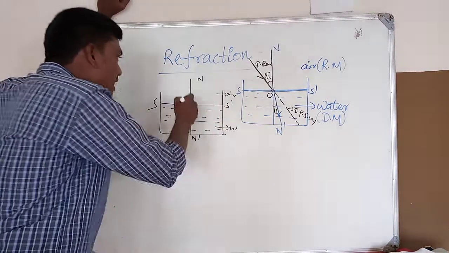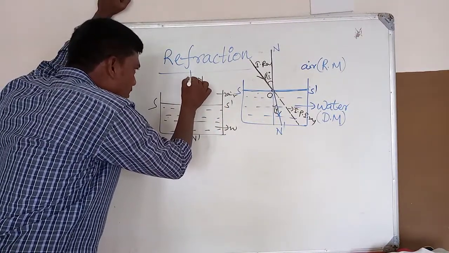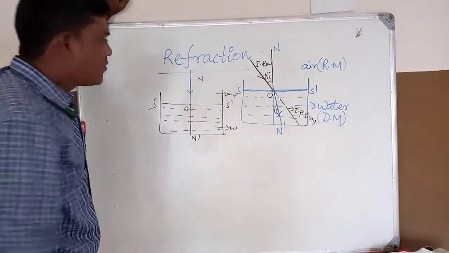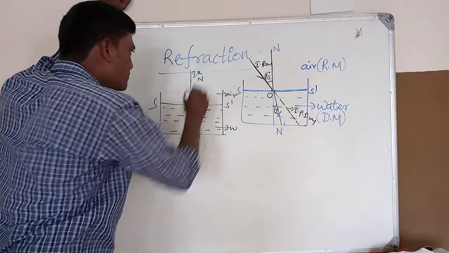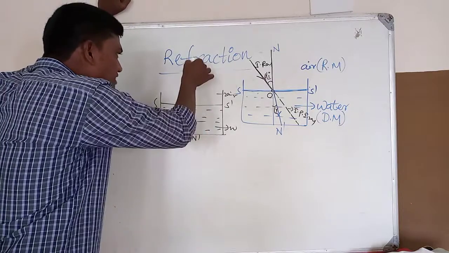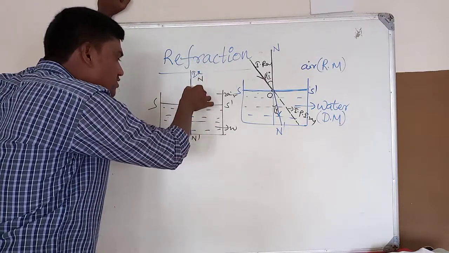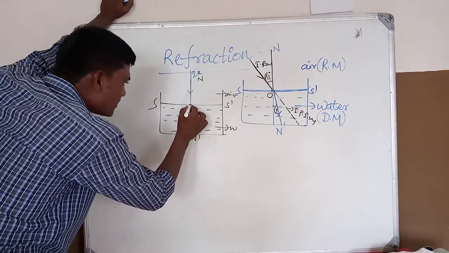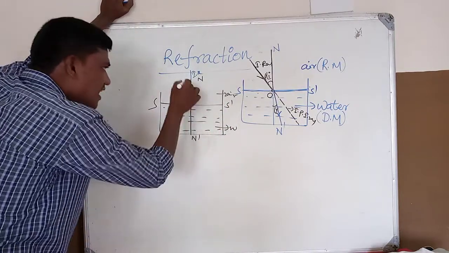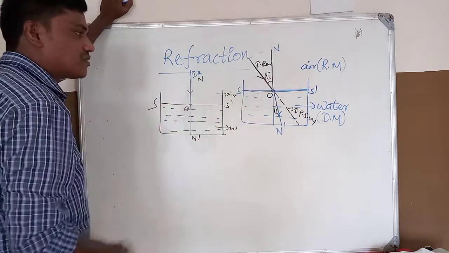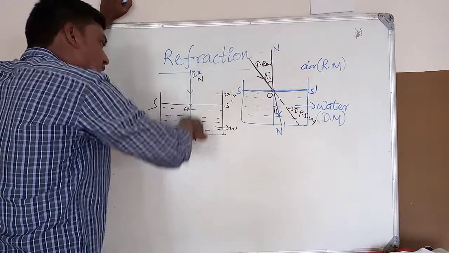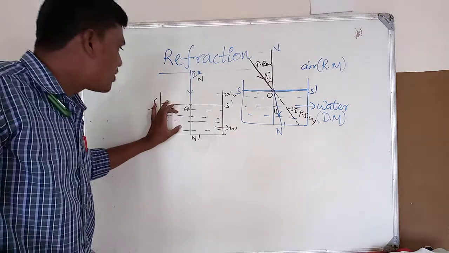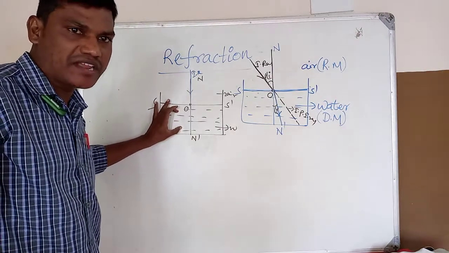but the light falls exactly along the normal, this is the incident ray. That's why we observe that the incident ray moves along the normal for SS dash. At that time you observe that the light ray is not deviated from its path. It will move along the same straight line in the denser medium also. But only the speed changes. Okay, are you understanding or not?